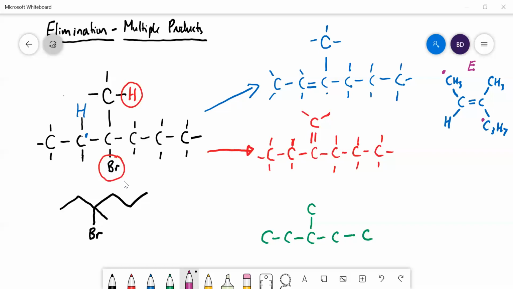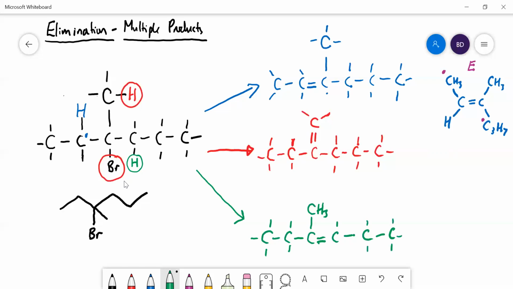So let's do the third possibility. This time we are going to remove a hydrogen from this carbon here. If we remove that hydrogen, we're going to get this green molecule here. So we're going to get the double bond being formed there. So if I put in the other stuff, I'll call that CH3. I'm missing a carbon there, aren't I? Need another one. Put a hydrogen there.